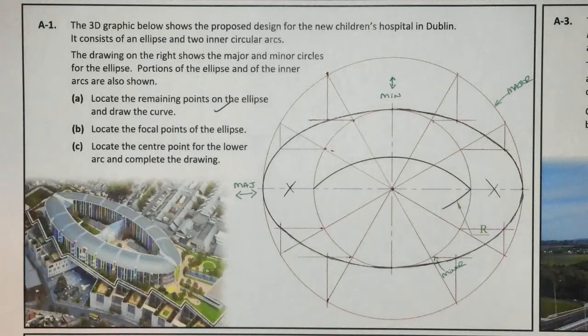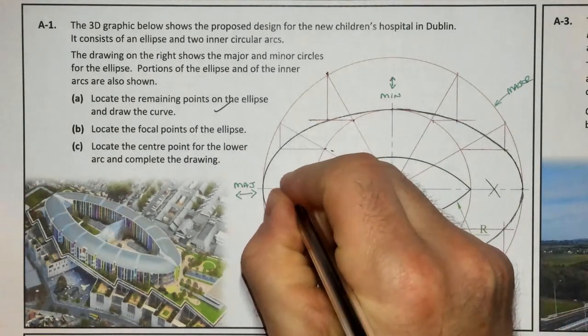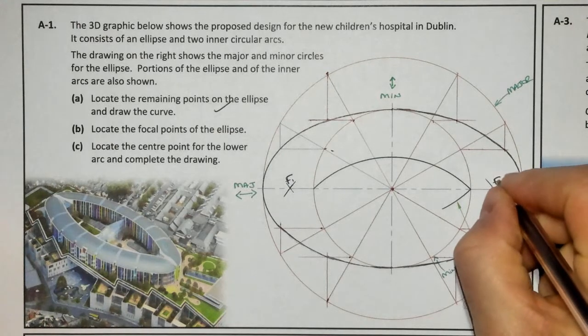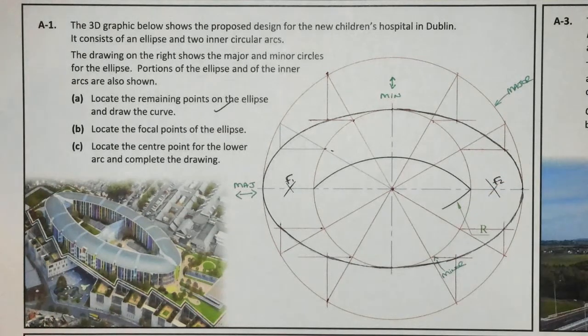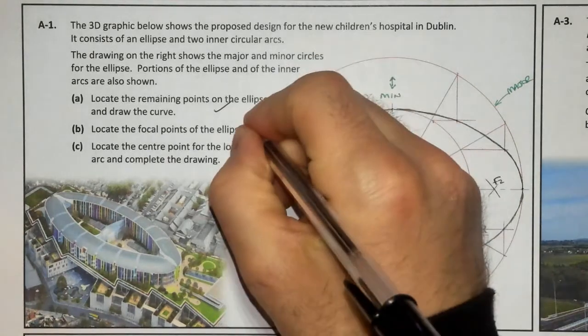And there we have it. You don't have to do it from both sides, you just have to do it from one side, and usually what you would call them is F1 and F2. So that is your focal point 1 and your focal point 2. So that's the second part.